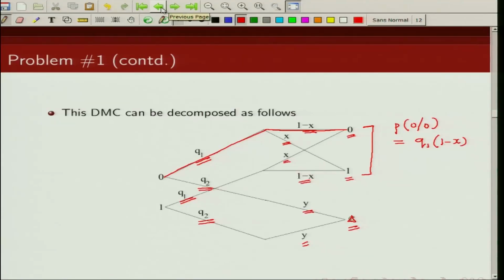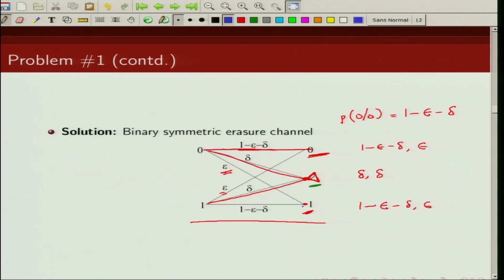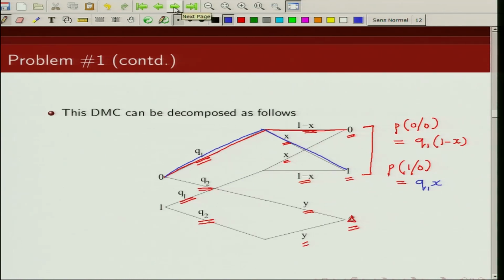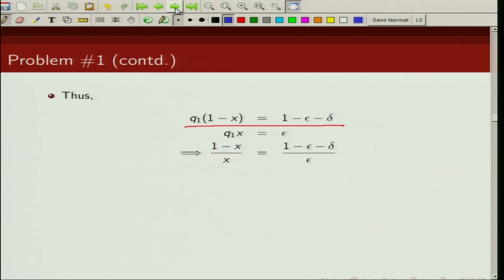Similarly, we can find out what's the probability of 1 given 0. This is nothing but Q1 times x. Now let's look at this original channel. Probability of 1 given 0, this is given by epsilon. So then epsilon is equal to this, and that's what we wrote here.